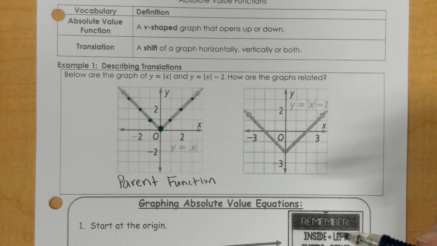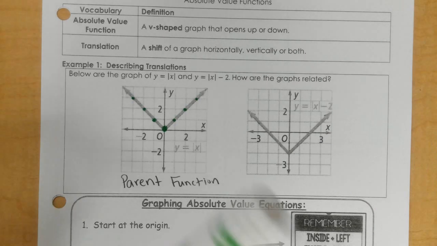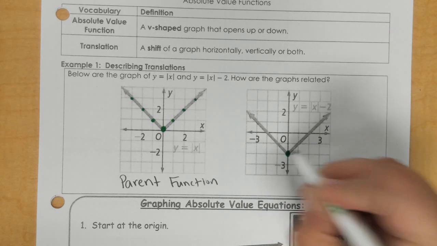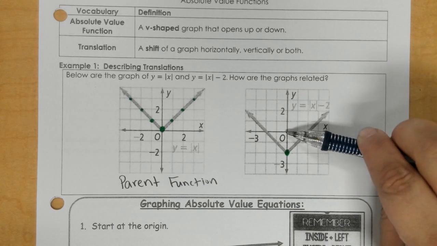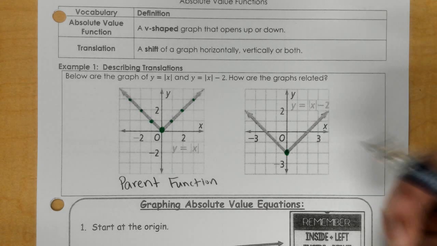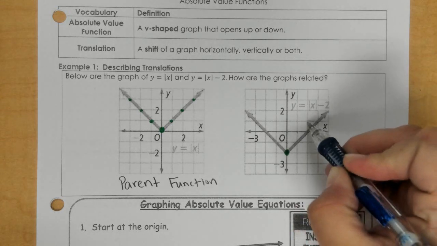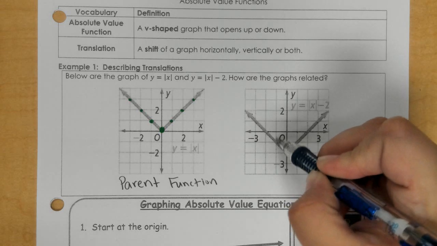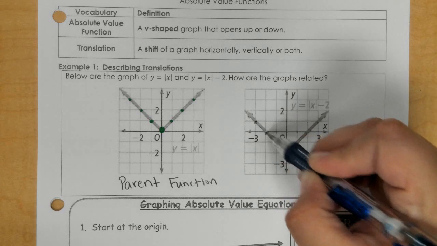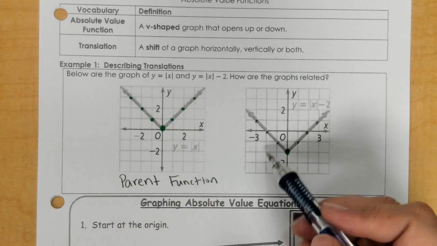So if you compare this parent function, the original function, to the new function, what happened? Did anything stay the same? Did anything change? If you look, instead of starting at (0, 0), they're starting at (0, negative 2). So we obviously shifted down 2 units. But if you look at all of the points, it's still going up one, right one, and up one, left one. So how you get the V shape is still the same. We just shifted the graph down to negative 2.